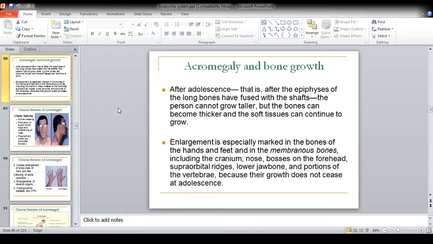There would be galactorrhea. Galactorrhea is increased size of breast in males due to action of prolactin. There would be cardiomegaly, increased size of heart. That would eventually result first in hypertension and eventually would result in heart failure.